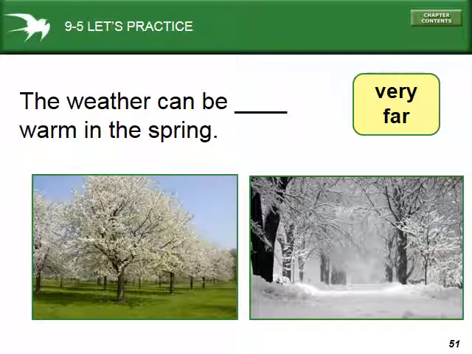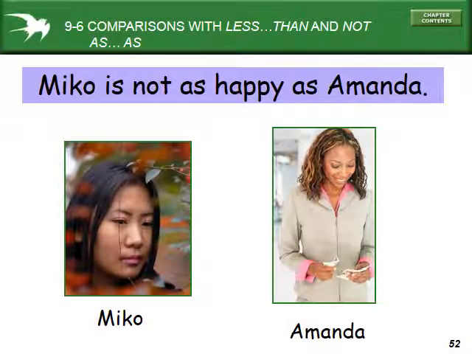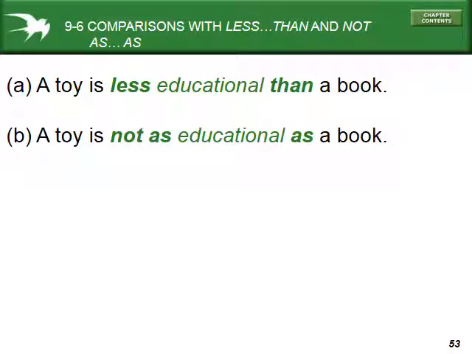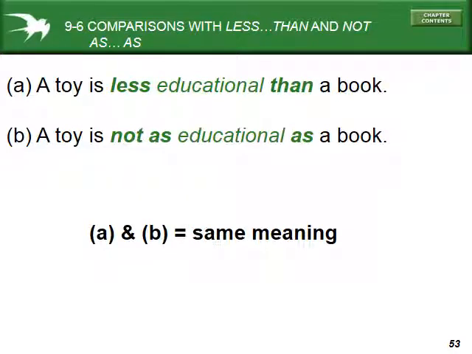Here, the weather can be blank warm in the spring. In this case, warm is an adjective. So can we use very with it? Yeah, we can. Okay? We can't use far in that case. All right, and here's the last one, where we're talking about less than and not as. So in this case, Nico is not as happy as Amanda. So here's some more examples. On page 241, a toy is less educational than a book. A toy is not as educational as a book. Basically, these two things mean the same thing. It's just formulated in a different way. Okay?